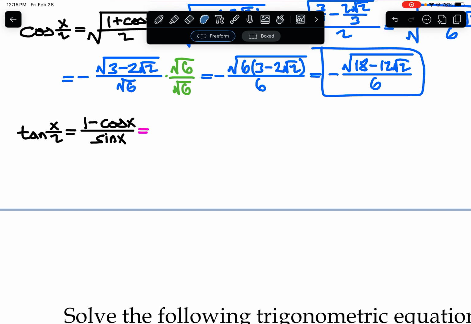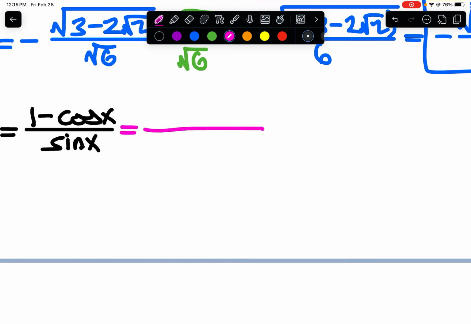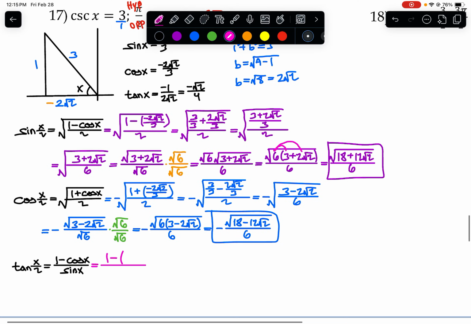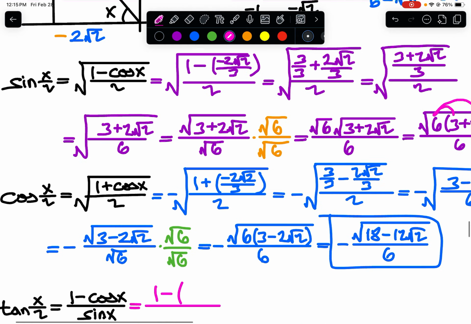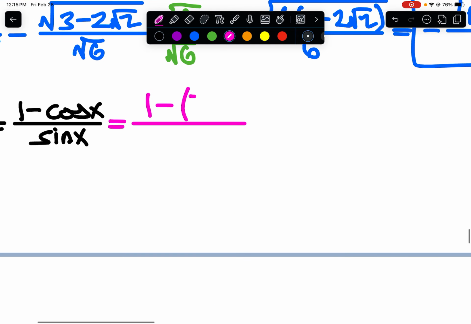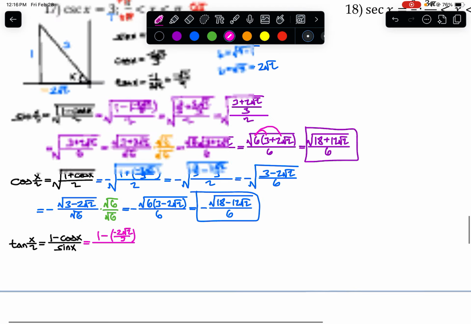All right, now I'm going to move this down a bit. Ooh, y'all, this video is long, but it's okay. So 1 minus cosine x, so cosine x, which is the abysmal negative 2 root 2 over 3. This problem is so disrespectful.